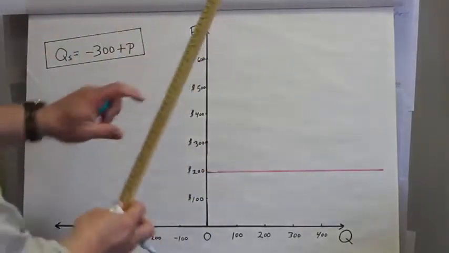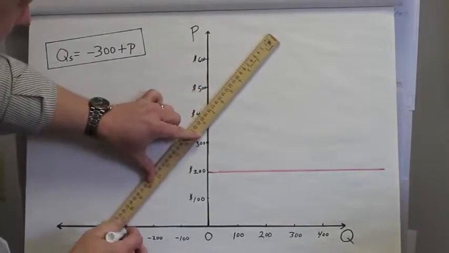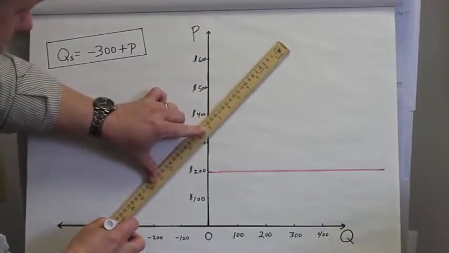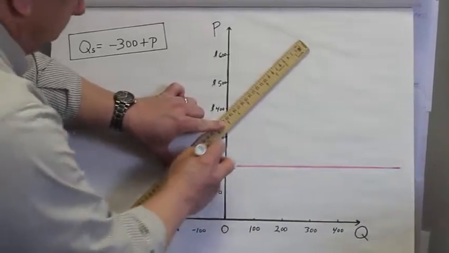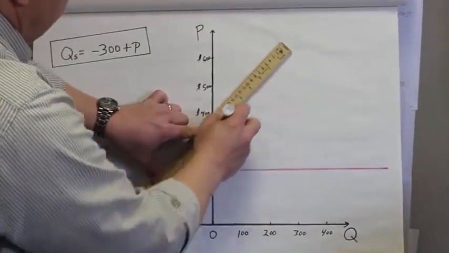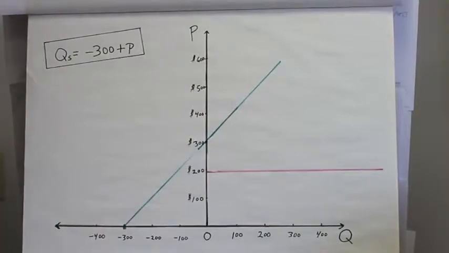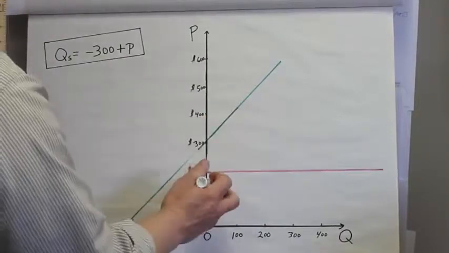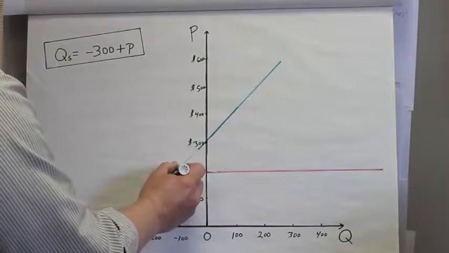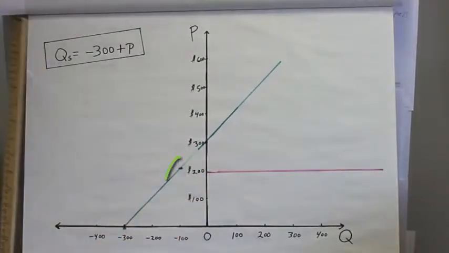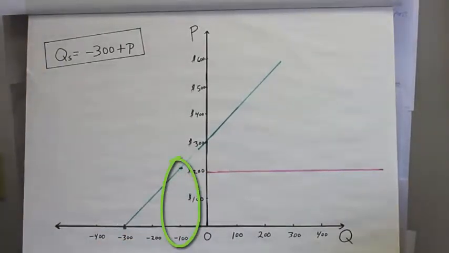If we map our quantity supply curve, it looks like this. And what we find is that most students will say the answer is negative 100. There is no way that a company can actually supply a negative number of units.